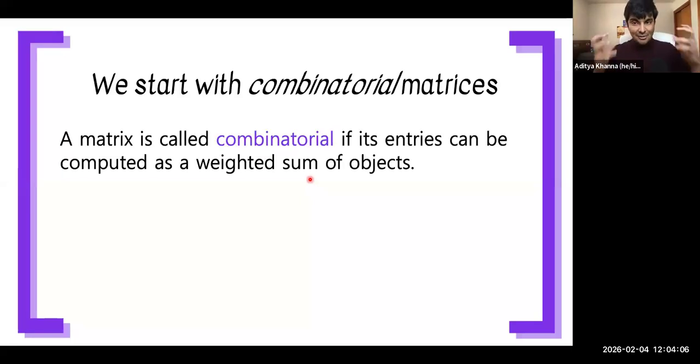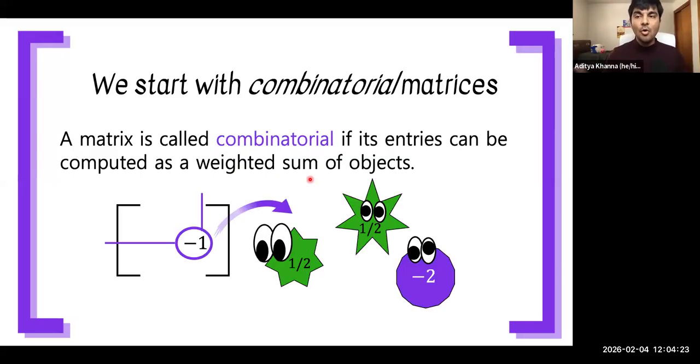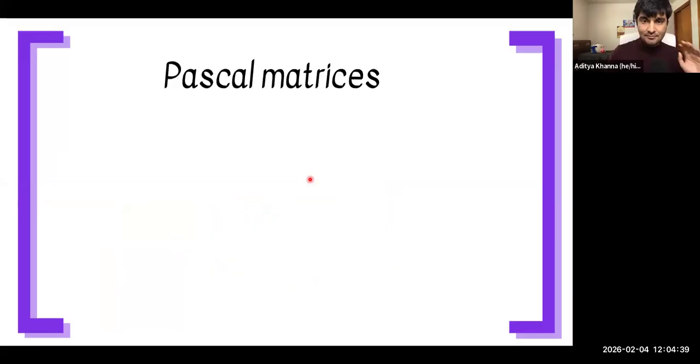A matrix is called combinatorial if all of its entries can be computed as a sum over some objects. What does that mean? If I have this entry -1, so it is in some row and some column, then I can compute this -1, say as the sum over three objects, where in this case, one object has some weight associated to it called -2, and the other two objects have weights half. So if you add all of these up, you get -1. So this is the definition of combinatorial in our case.